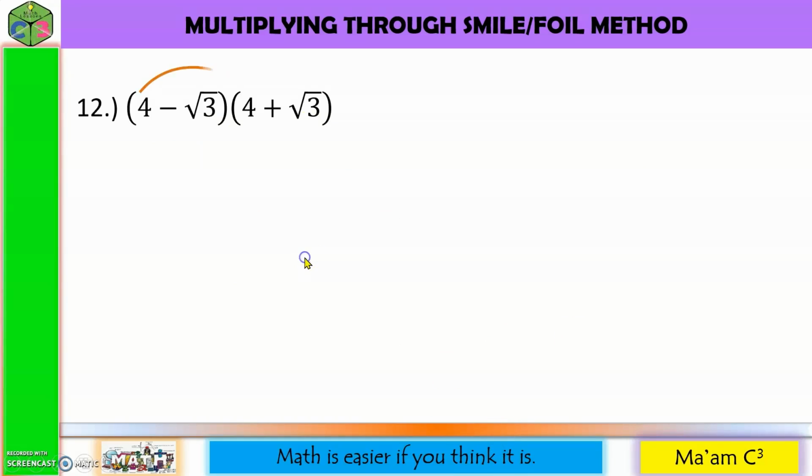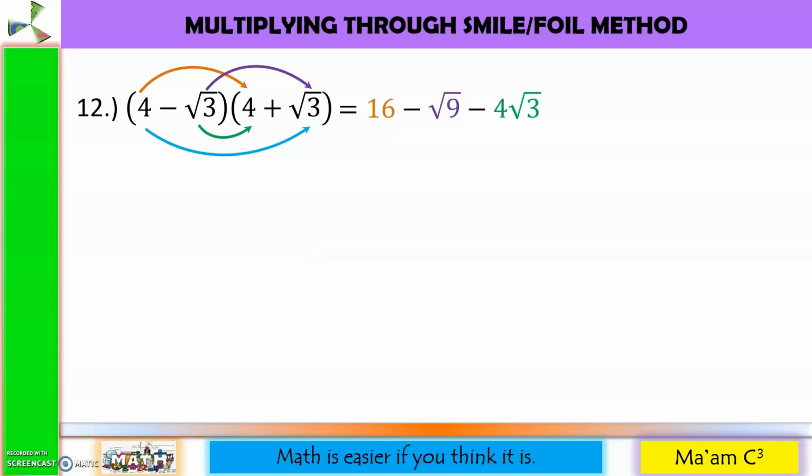Another one, so we have 4 times 4 is equal to 16. And then negative square root of 3 times square root of 3 is negative square root of 9. And then negative square root of 3 times 4 is negative 4 square root of 3. And then positive 4 times positive square root of 3 is positive 4 square root of 3. Negative 4 square root of 3 and positive 4 square root of 3 will be cancelled out. Square root of 9 is 3, so this will be 16 minus 3. And this is equal to 13.